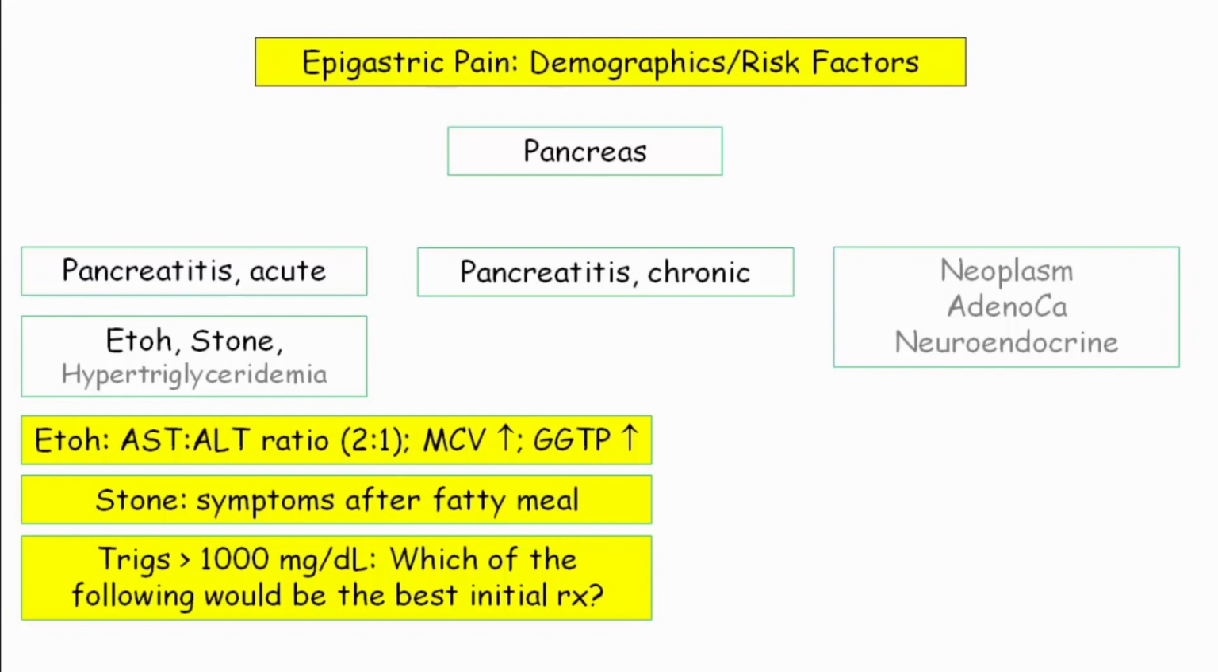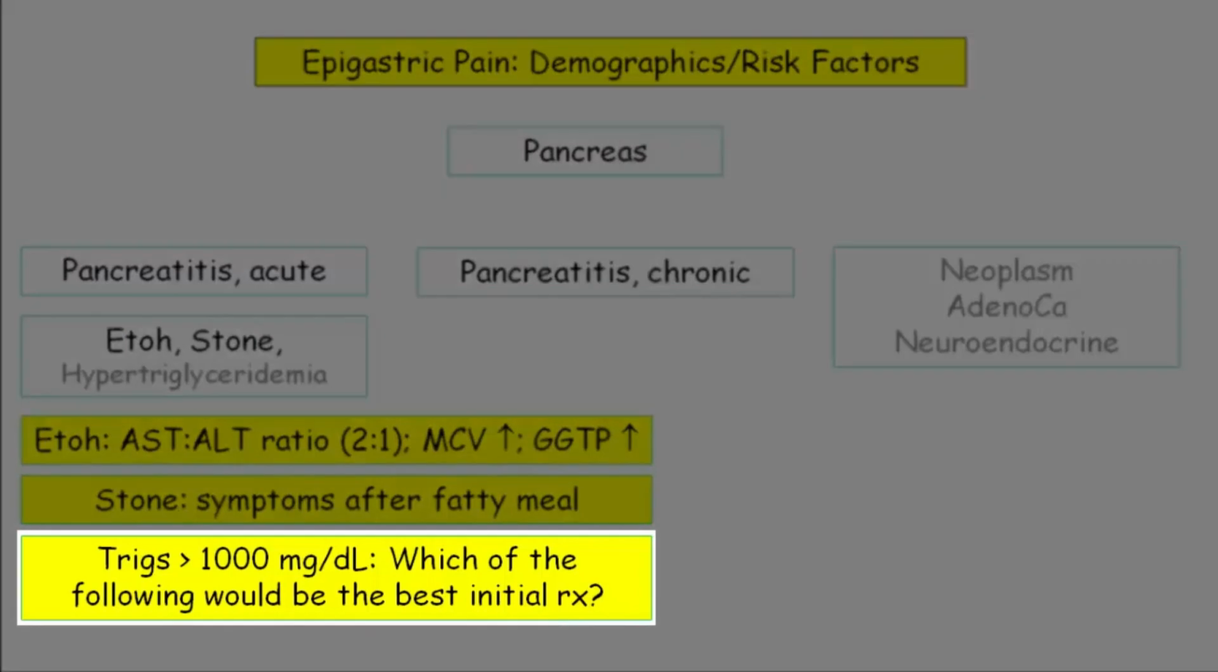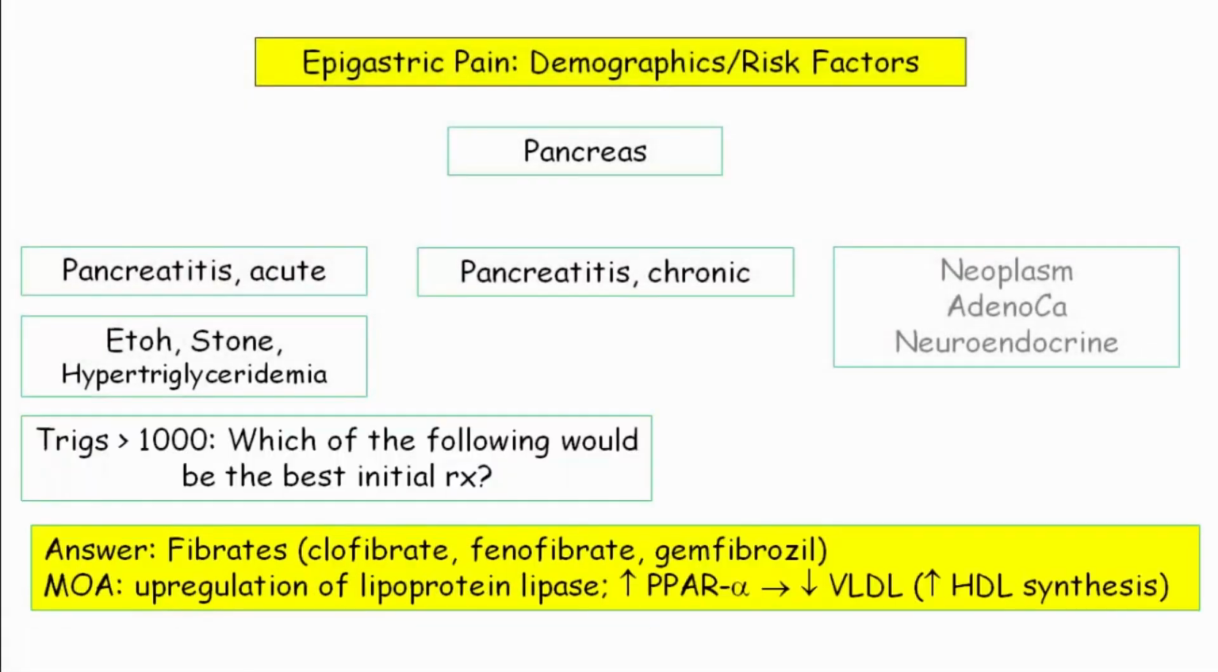If the NBME chooses to come after you on this association, most assuredly it will be in the context of treatment. They will likely present a case with very high triglycerides and ask you the best treatment to prevent pancreatitis, or some variant on this theme. What is the best treatment? Answer: the fibrates. As with other pharmacology questions, the agent may not be named and you're expected to identify the mechanism of action or adverse effect of that drug.